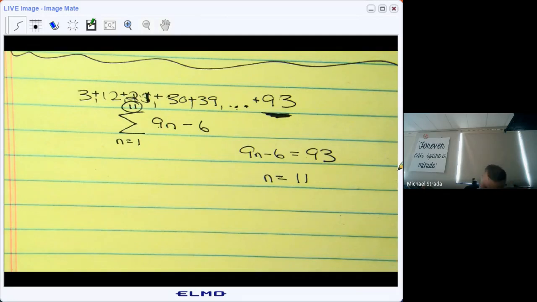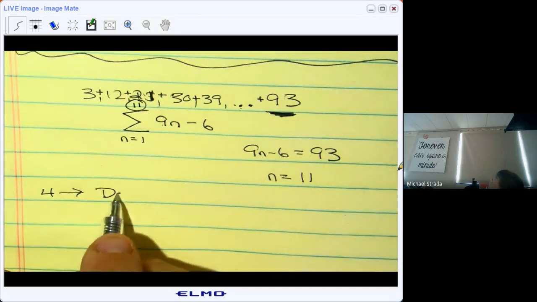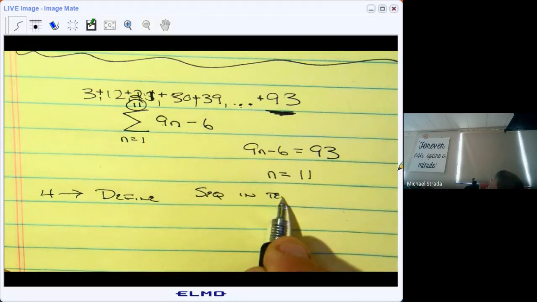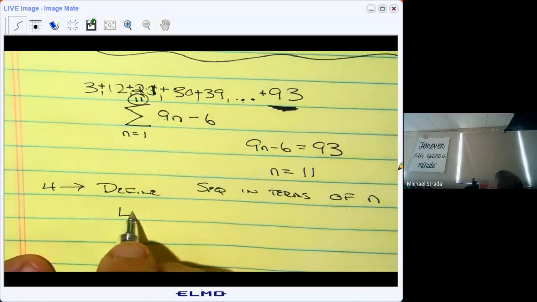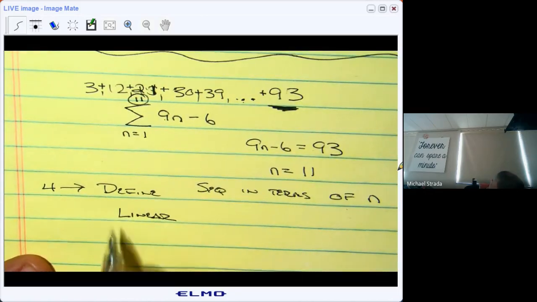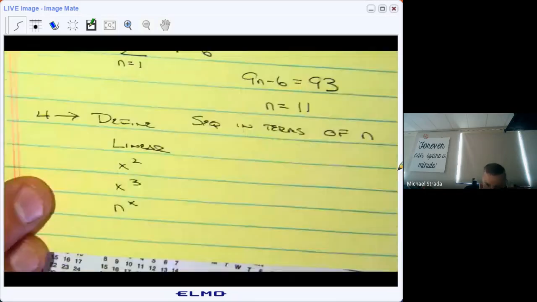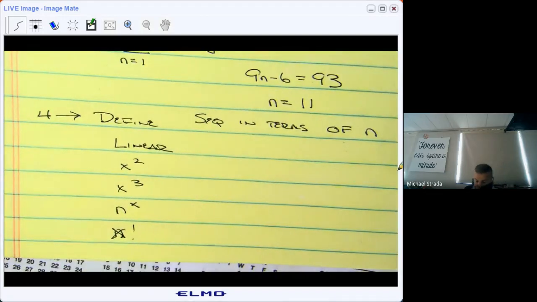Then you have number 4, where you have to define the sequence in terms of n. If it's linear, could be squared, could be cubed, could be exponential. And it could be a factorial. So all those are in place. So you have to identify this.